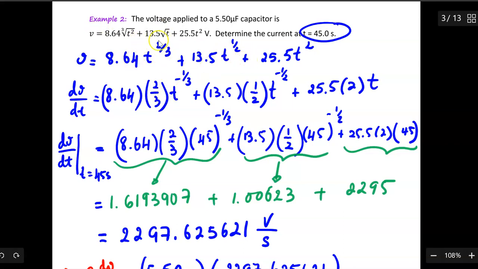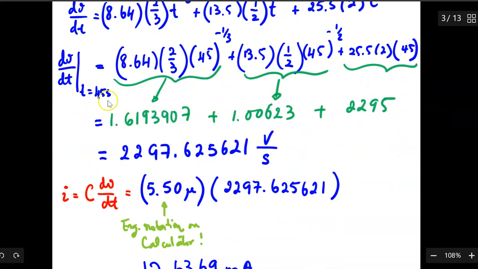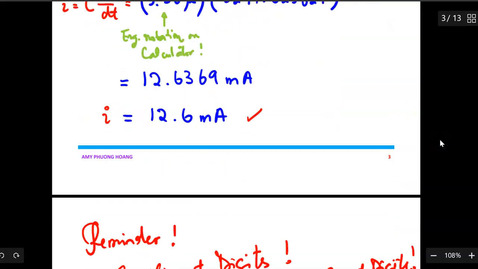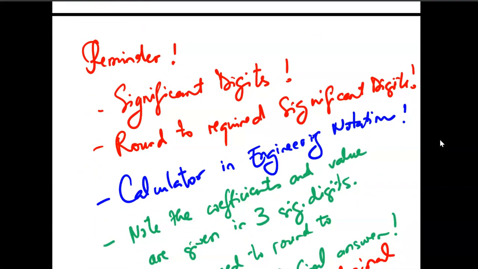In differentiating this, I need to pull my exponent and then apply the differentiation, then put in the value for time, and use as many decimal places as possible in finding this product. And then adding all of these numbers, having your final answer, multiplied by the value for the capacitor and round to 3 significant digits. And a reminder for everyone working with these word problems, we have to be mindful of significant digits, and we round to the required significant digits.